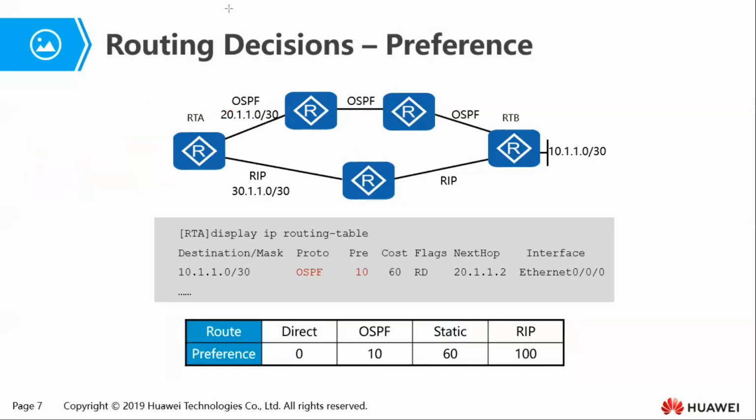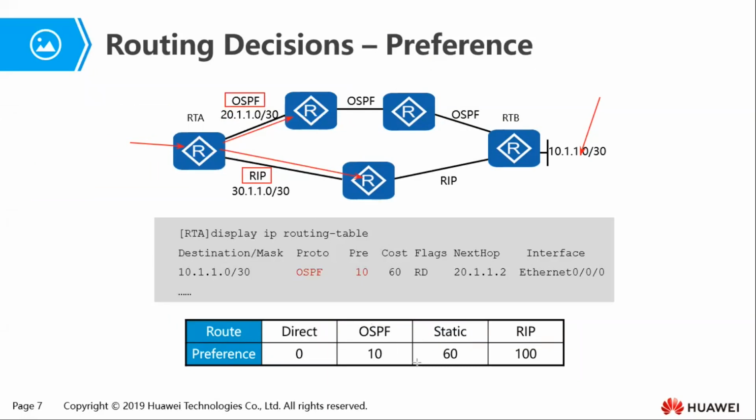So in this particular example, when RTA receives a packet that is destined for this network, RTA can either forward it to that router or to this router. But now, how did it learn this path? It learned it through RIP. How did it learn this path? It learned it through OSPF.